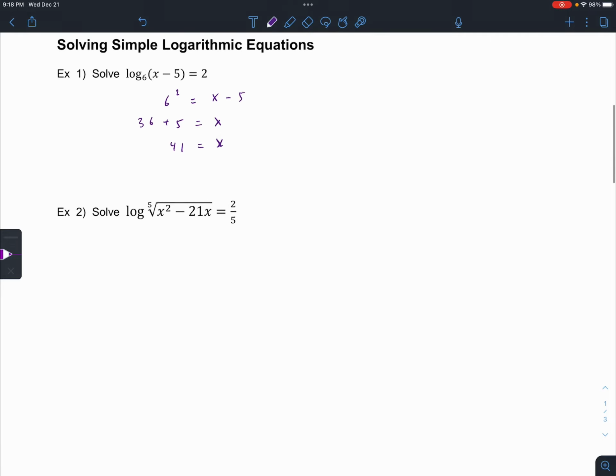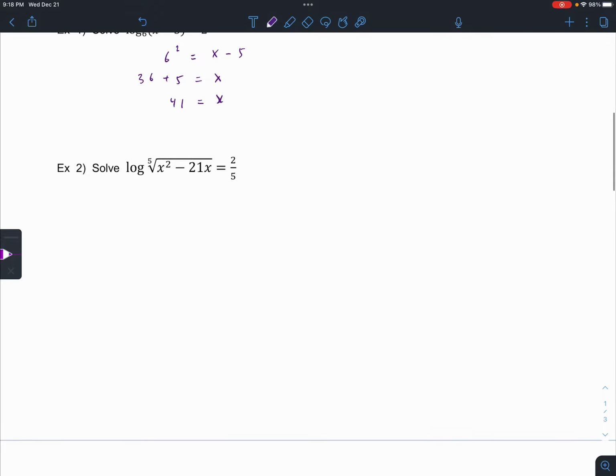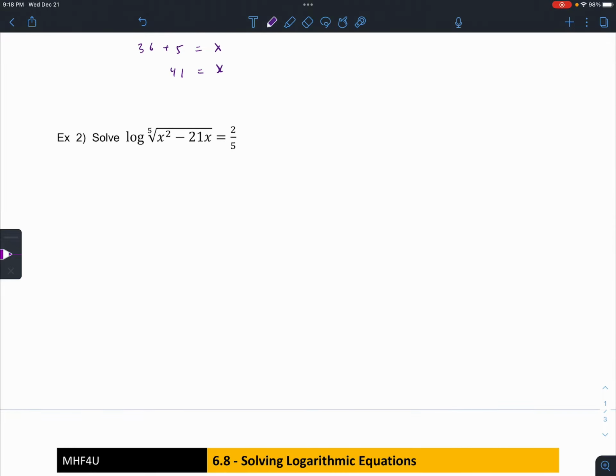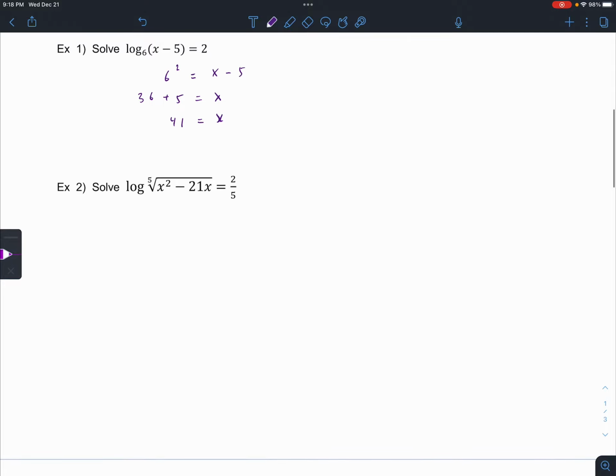Okay, so that one's pretty simple. Now this one over here, there is a base of 10 here. So we can write this as, I'll just write it as the fifth root of x squared minus 21x is equal to 10 to the exponent of 2 over 5. And yeah, this is a fifth root.